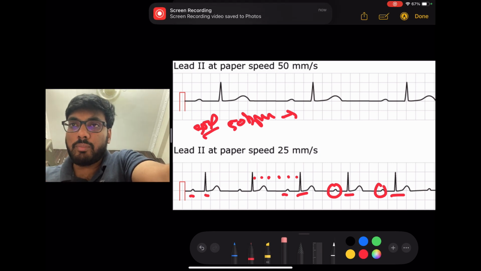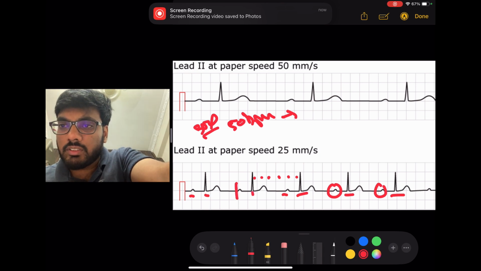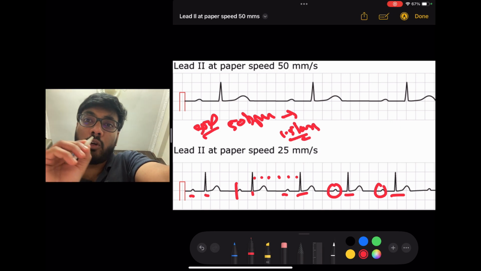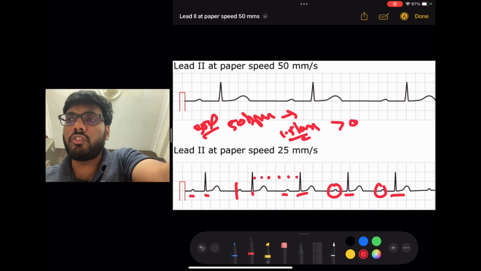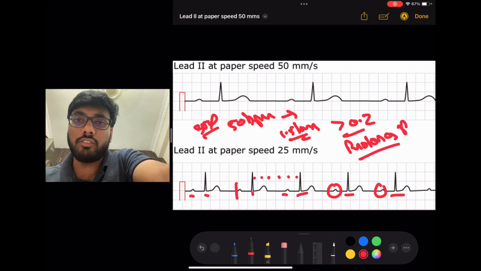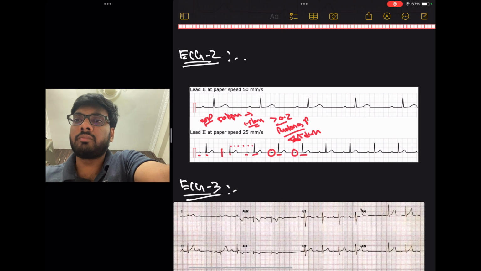We have to look for the PR interval, right? Look here. Almost 1.5. That is 1.5 large boxes. One large box is 0.2 seconds. That means it is more than 0.2 seconds. That means prolonged PR interval. That means it is a case of first degree AV nodal block. First degree AV nodal block. Okay. Come to ECG 3.